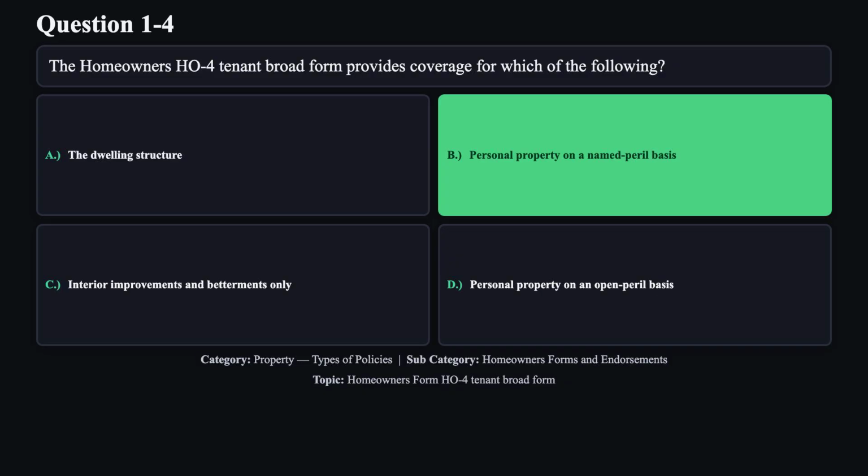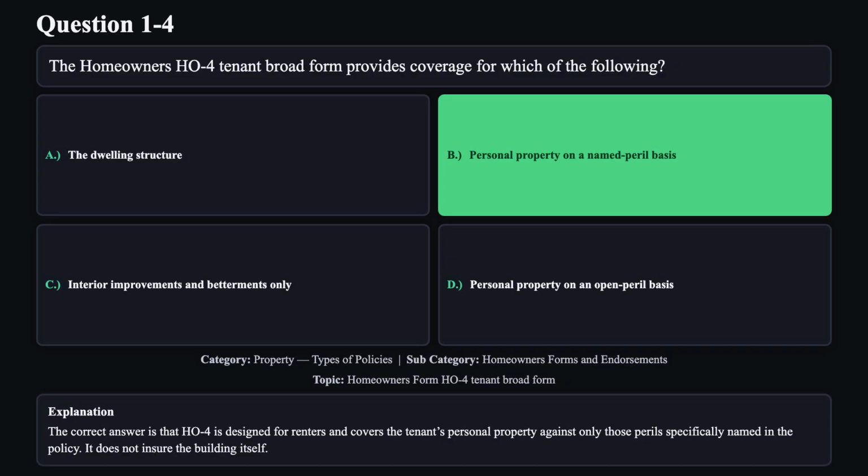The correct answer is B. The correct answer is that H-04 is designed for renters and covers the tenant's personal property against only those perils specifically named in the policy. It does not insure the building itself.